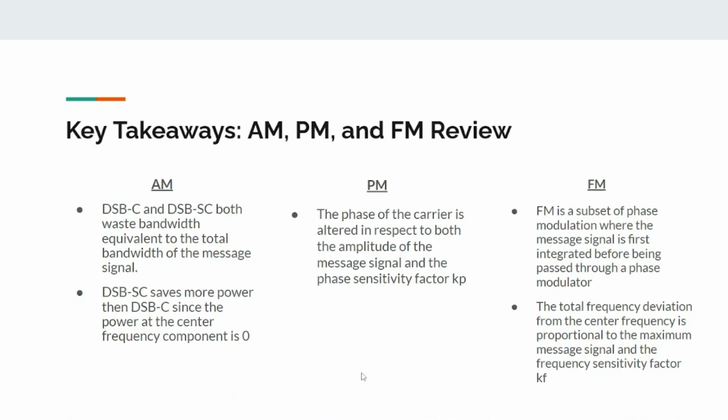So the key takeaways: double sideband suppressed carrier and with carrier both waste bandwidth. It's not equivalent to the message bandwidth of the signal, it's twice that. Double sideband suppressed carrier saves more power than double sideband with carrier, because like I said before, there is no power at the carrier frequency. It's all in those two sidebands. For PM, the phase of the carrier is altered with respect to the amplitude. The phase sensitivity factor, Kp, affects that. For FM, it's a subset of phase modulation. And the frequency sensitivity factor, Kf, is what affects the total frequency deviation from the center carrier frequency, which we'll see takes a key role in the attenuation through the medium.